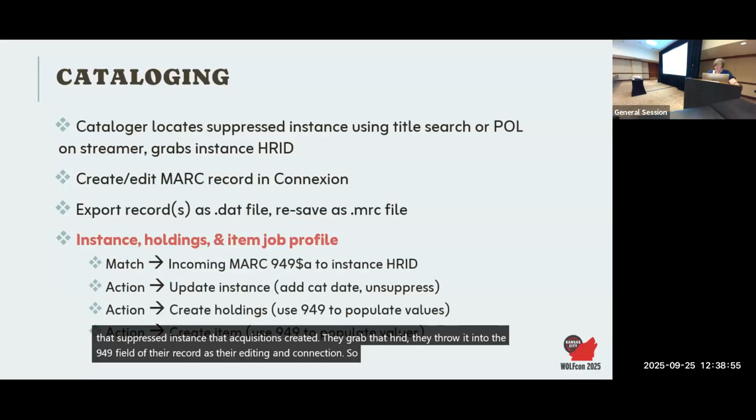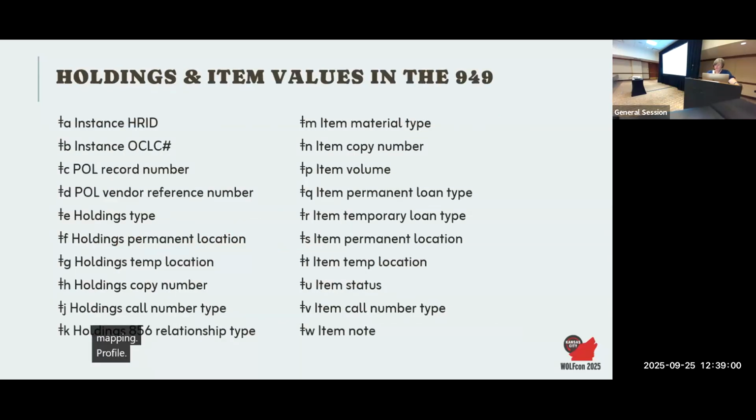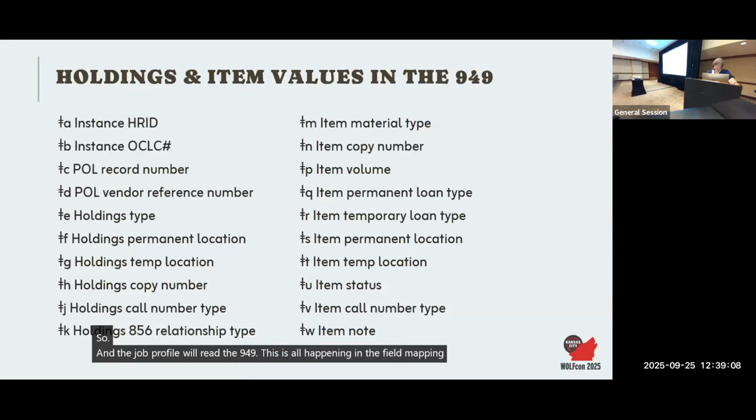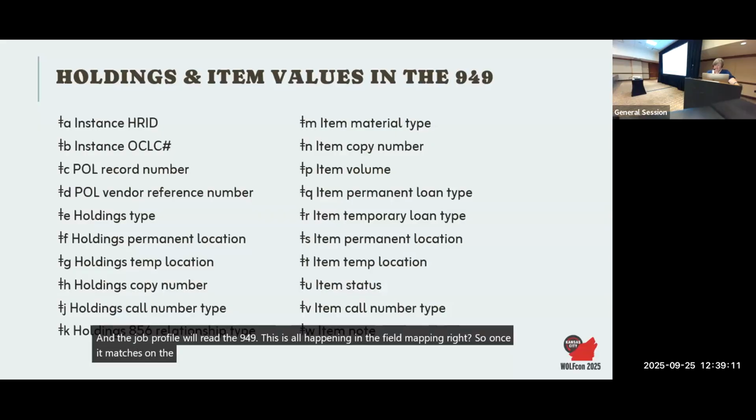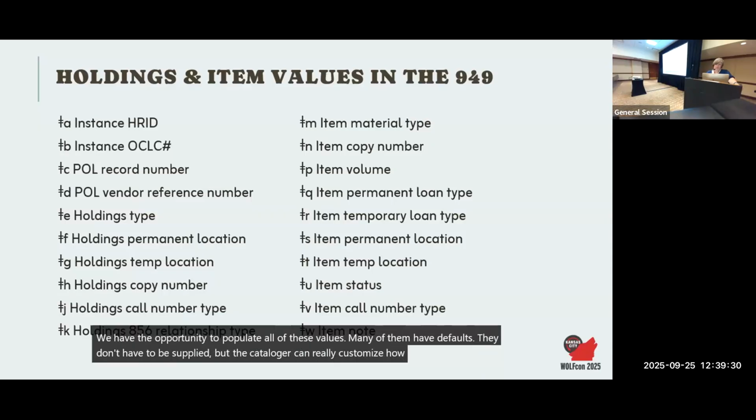So we've set up mappings in a field mapping profile like so. And the job profile will read the 949. This is all happening in the field mapping, right? So once it matches on the instance HRID, it creates a holdings record and an item record. And we have the opportunity to populate all of these values. Many of them have defaults. They don't have to be supplied, but the cataloger can really customize how that holdings record and item record is going to be created.